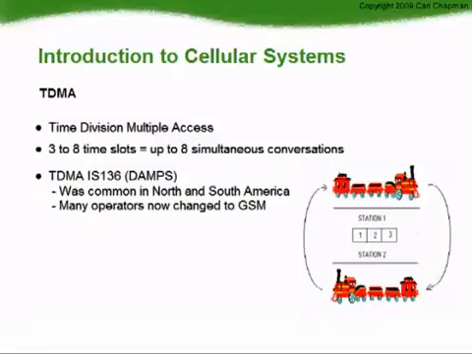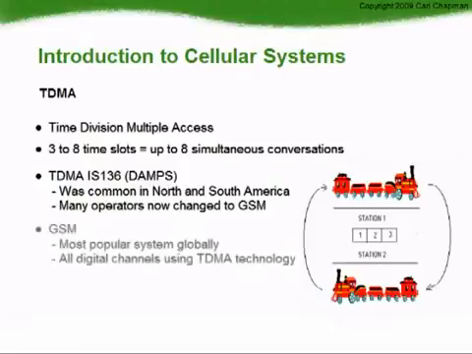The TDMA IS-136 systems, also called DAMPs, are still found in some areas in North and South America, although many operators have changed to GSM. GSM is the most popular system globally, and has all digital channels using TDMA technology.